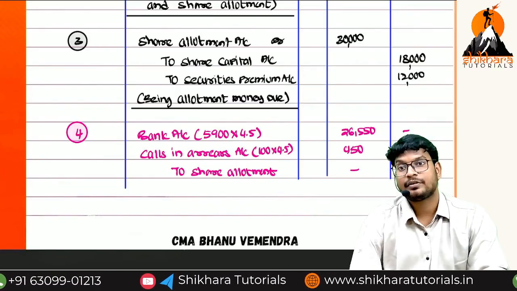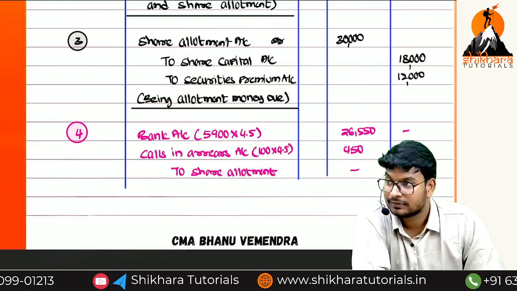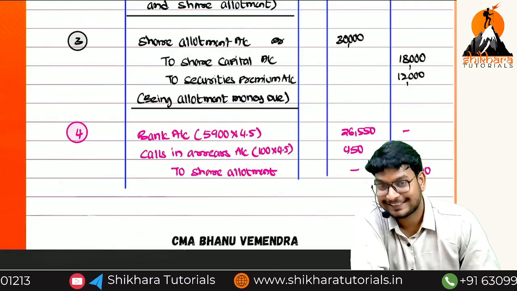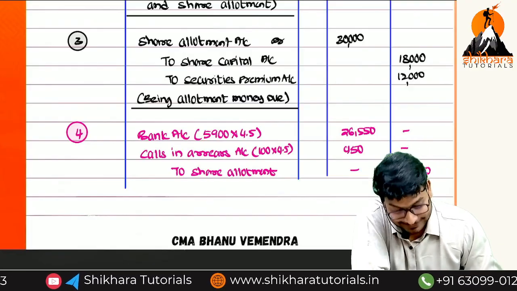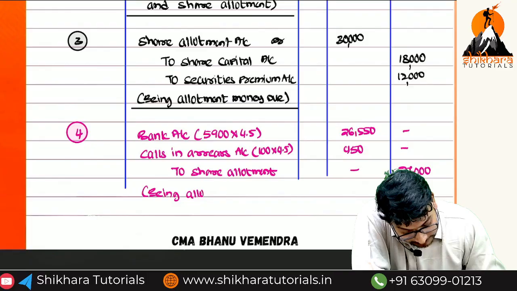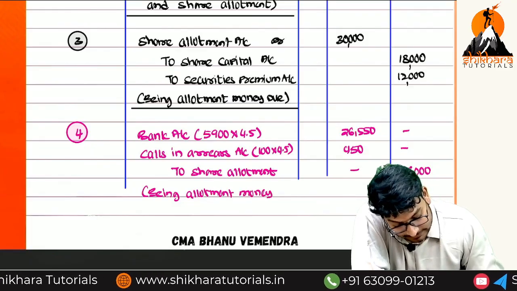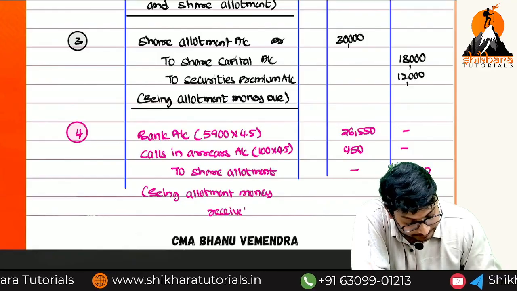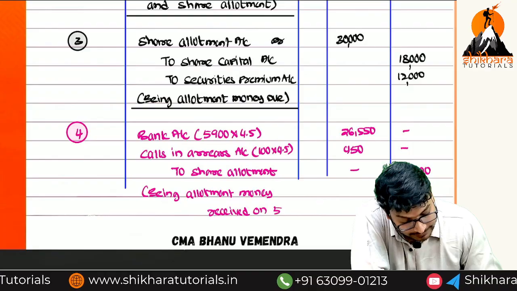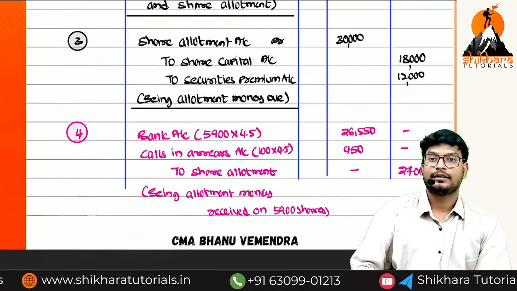So what is the hidden point? Here we have already received the 0.5. Being allotment money received on 5,000 shares. Okay. What is the next point?